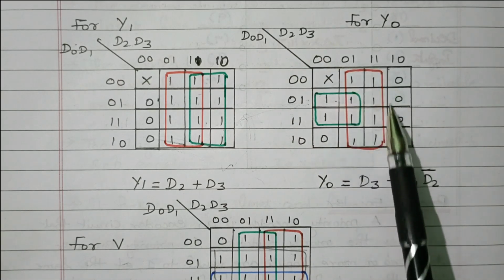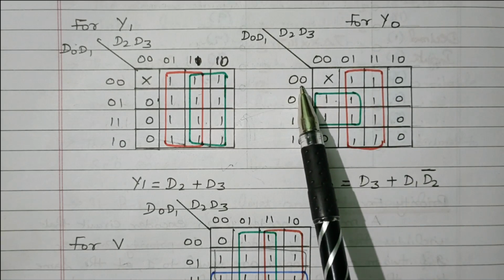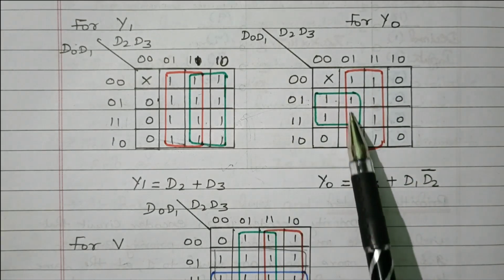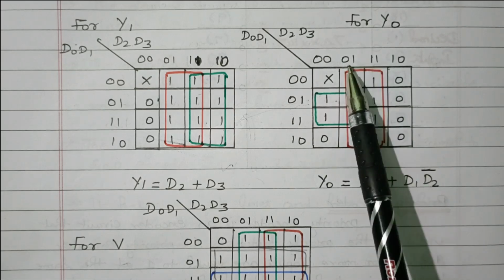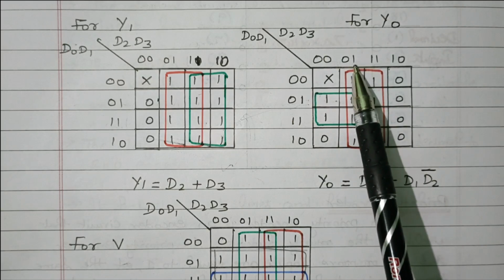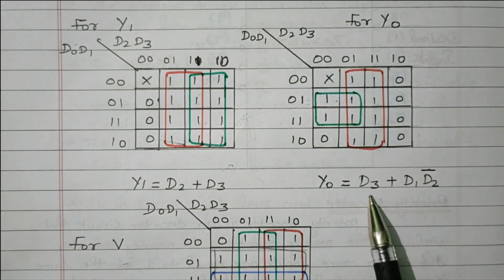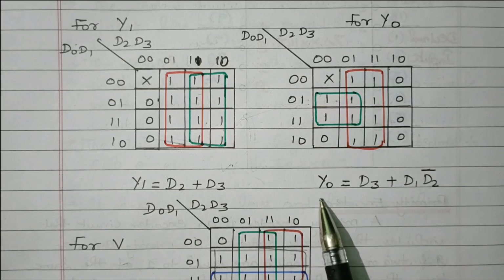While grouping these 8 cells, these corresponding rows will be cancelled. 0, 0 cancelled by 1, 1. 0, 1 cancelled by 1, 0. So the second column and third column we have to refer. 0, 1, 1, 1. This 0 and 1 will be cancelled. Only this 1 is there. This 1 means D3. So Y0 is D3 plus D1 D2 dash. Right? So we got the expression for Y1 and Y0.